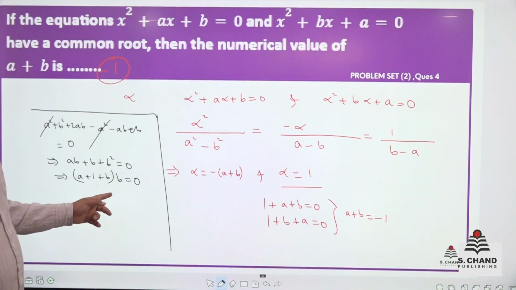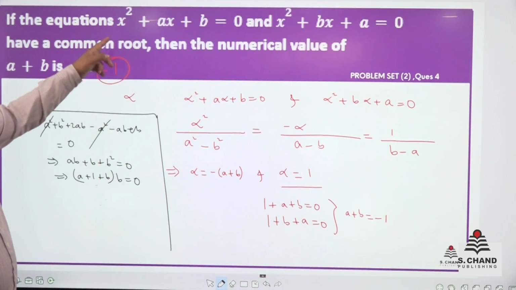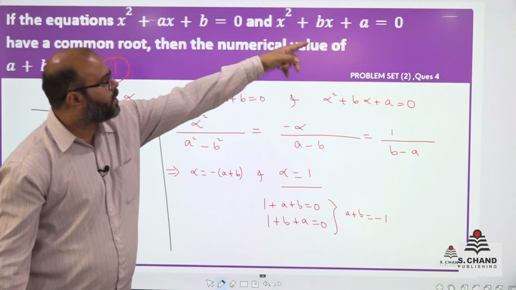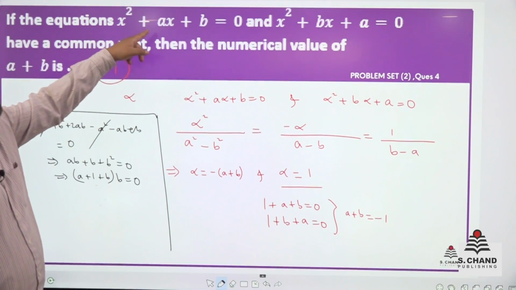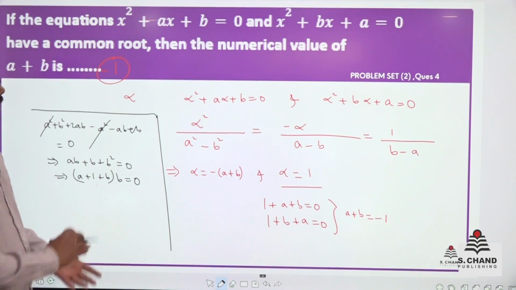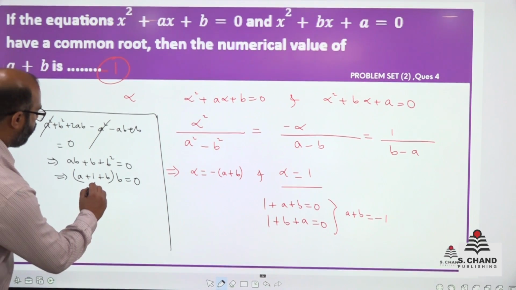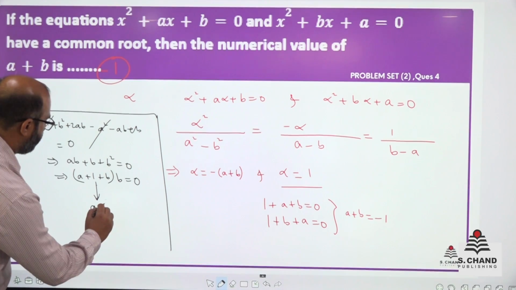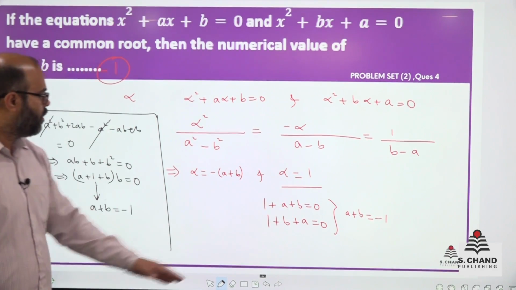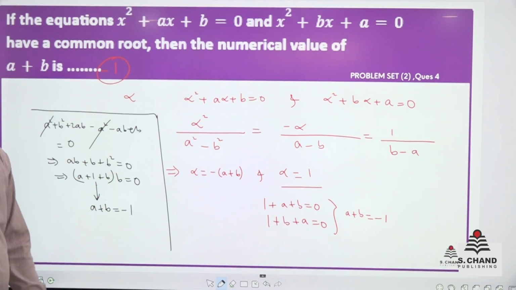Obviously we can't take b is equal to 0, otherwise the equation will become x square plus ax equal to 0 and x square plus a is equal to 0, and in that case the second one will not give a real root, or it may create more problems. So from here also you are getting a plus b is equal to minus 1. So you can proceed either from here or you can proceed from here also.